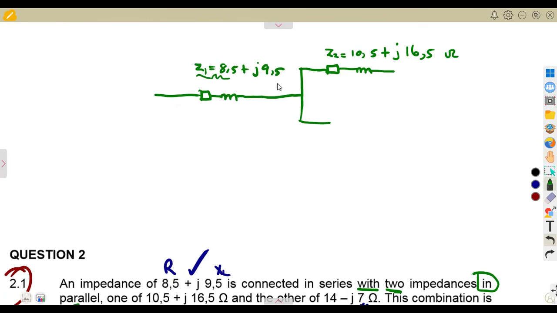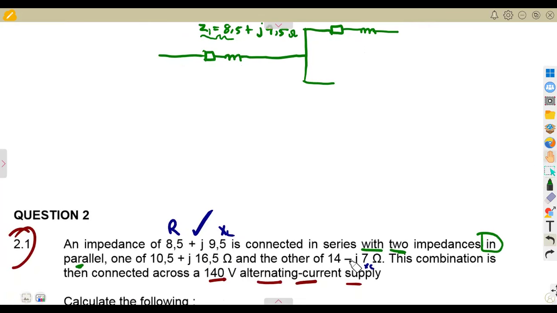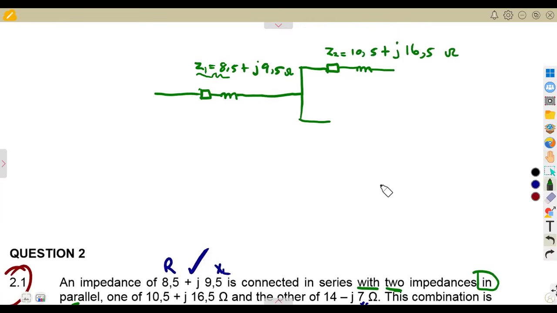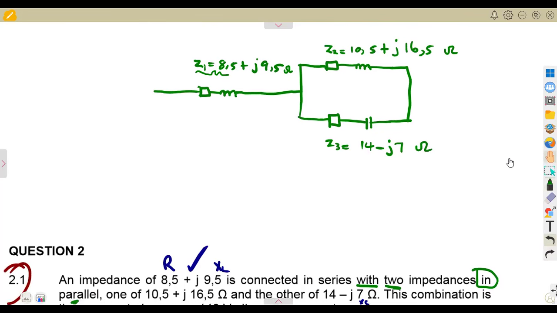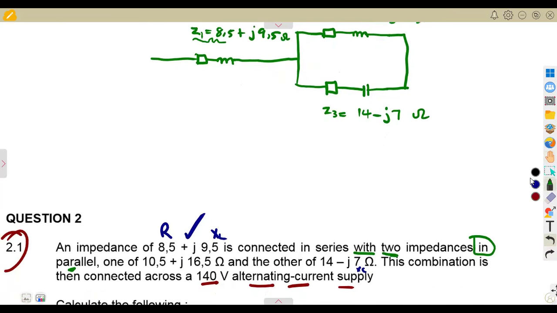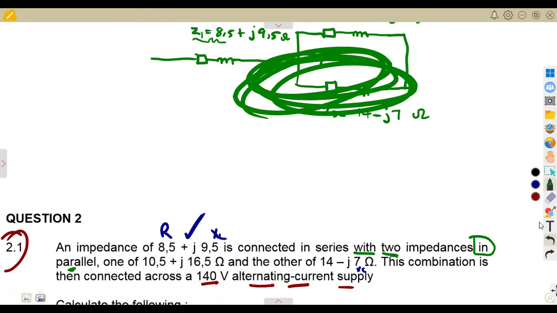All right, so this is our impedance. Then another one, which is the one that is in series with, that is 14 minus j7. Which is a capacitor. Remember your impedance, when there is a negative, that is minus XC, to say that there is a capacitor there. So you're just going to call this Z3, which is 14 minus j7 ohms. So this is the one that you're given. That is the combination, which is everything that we are given here.